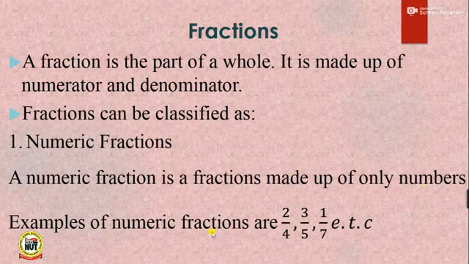Examples of numeric fractions are 2 all over 4, 3 all over 5, 1 all over 7, and so on. Remember, I said numeric fractions are fractions made up of only numbers. Numeric fractions are fractions that are made up of only what? Good. Only numbers.